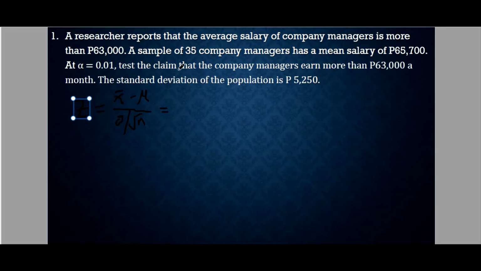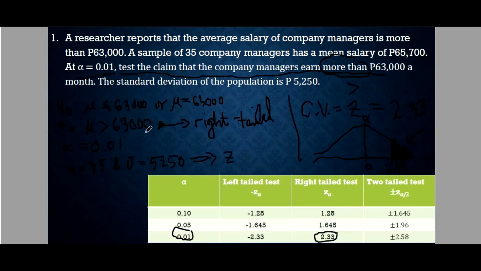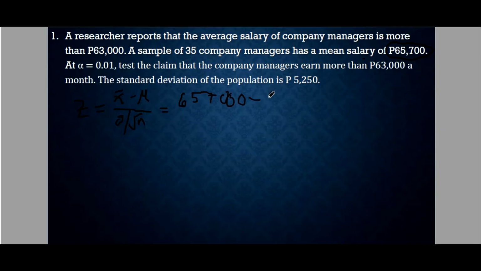Our x bar, or the sample mean, is this one. A sample of 35 has a mean, meaning this is our x bar, 65,700. And our mean, the mu, is found in your hypothesis. Whatever value you use here is our mean. So our population mean here is 63,000.